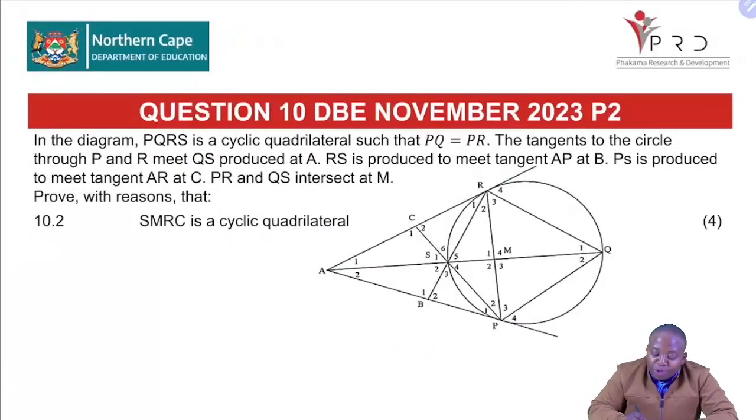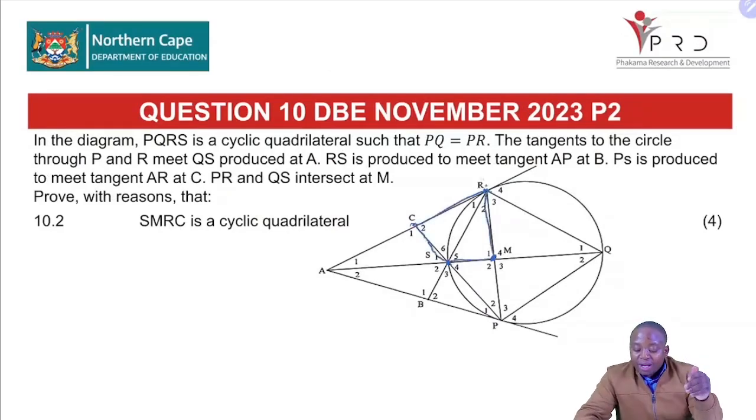10.2, we need to prove that SMRC is now a cyclic quad. How do you prove a cyclic quad? We can prove it by the exterior angle of a cyclic quad equals the opposite interior angle, or we can prove it with the angles in the same segment.